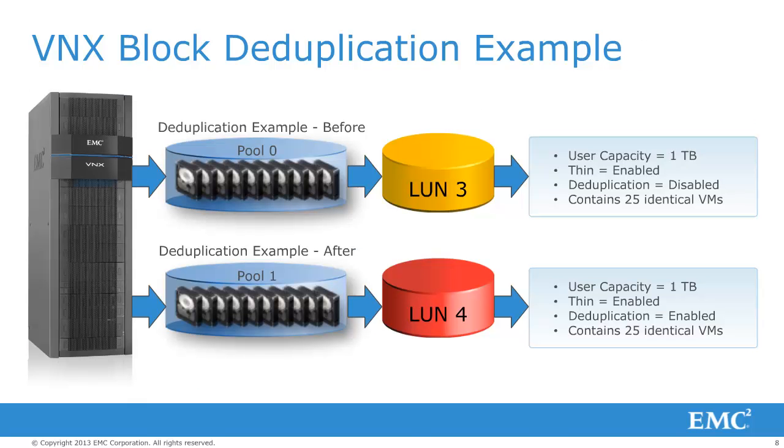Let's view an example of what VNX block deduplication can do. On my VNX array, I have 2 pools with the exact same configuration. Each pool contains a 1 terabyte LUN, one that has deduplication disabled and is thin, and one with deduplication enabled. Both LUNs contain the exact same 25 virtual desktops that my marketing group wanted for a project.